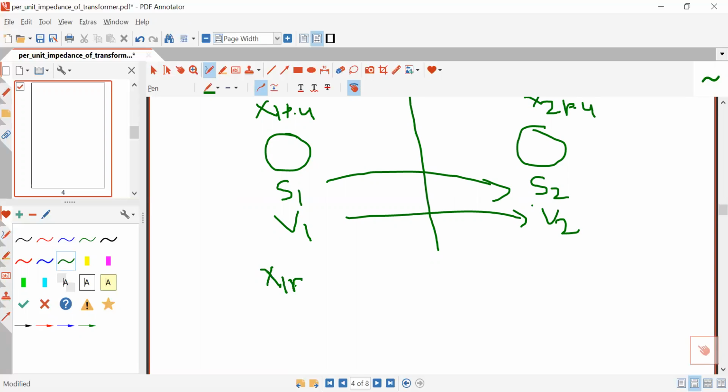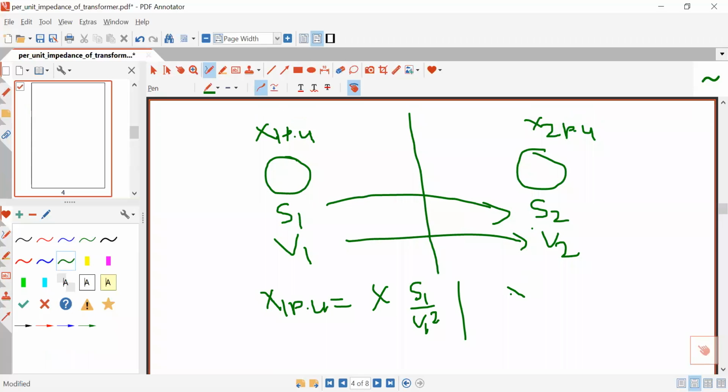According to the formula, X1 per unit will be the actual value of X times SB by VB square. You can use that formula which you have derived right now. Similarly, this X2 per unit will be the actual value of X, and this X2 per unit will be on some new base, so here it will be S2 and V2 square. You must remember the formula: Z per unit will be Z actual into S base divided by VB square.